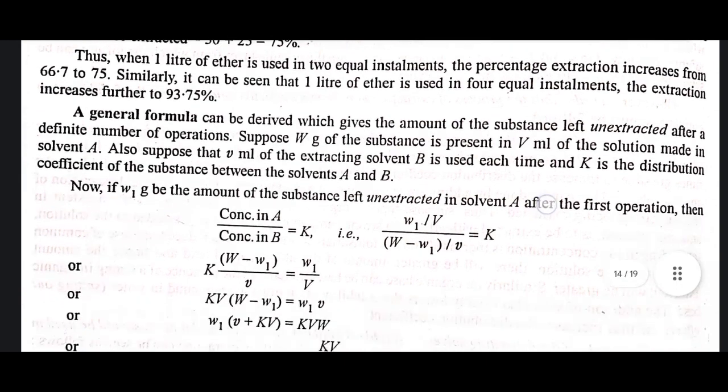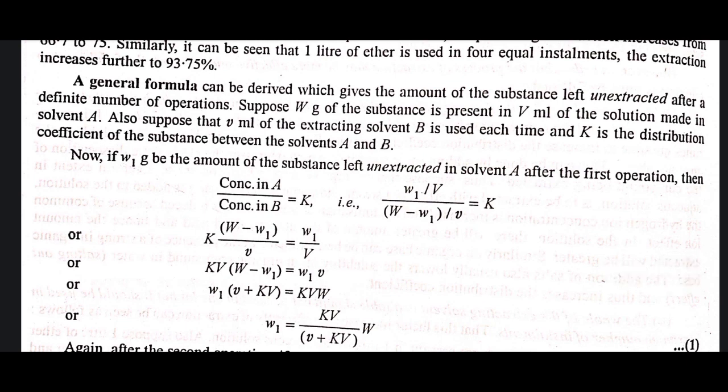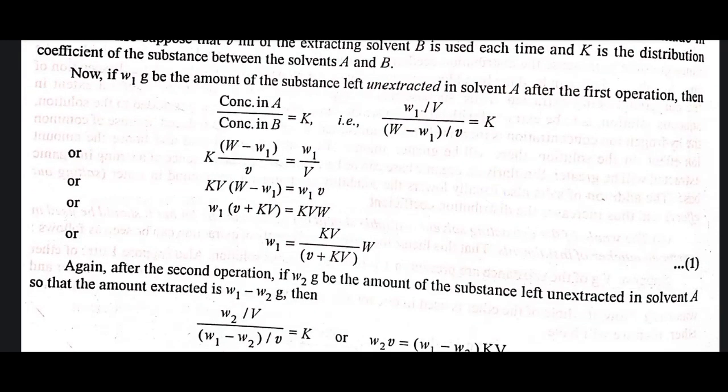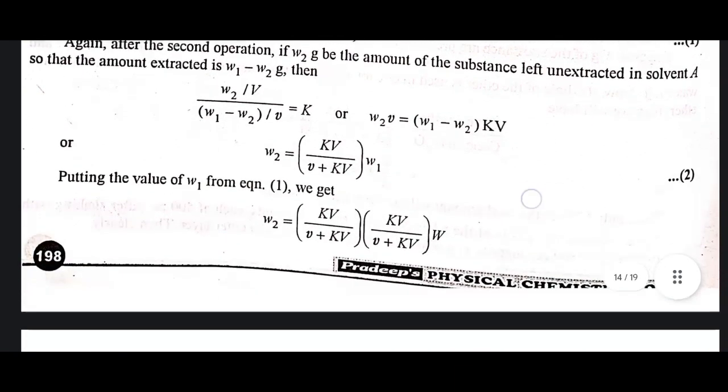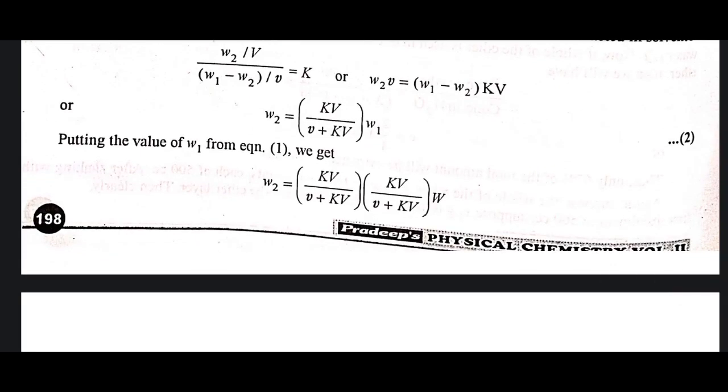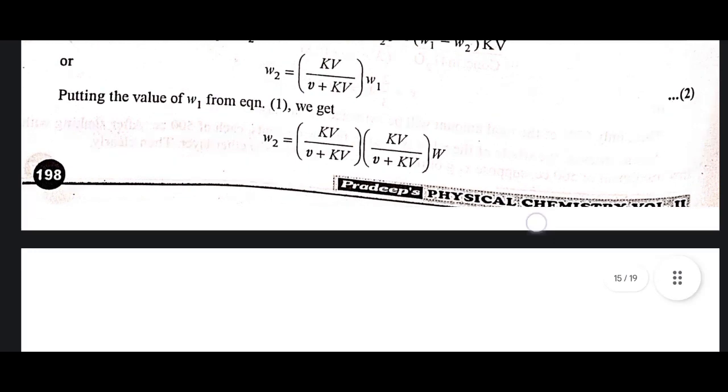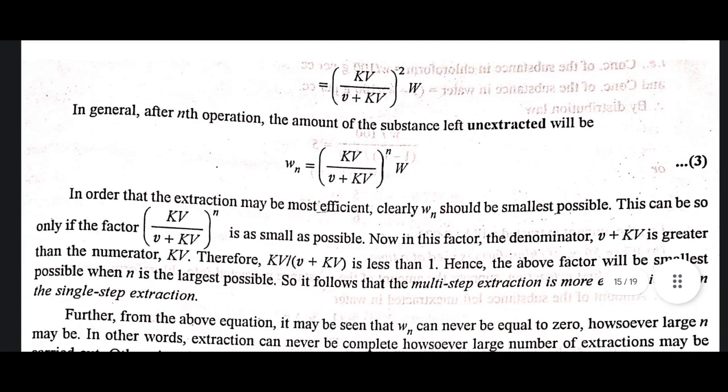Now, if W1 gram be the amount of the substance left unextracted in solvent A after the first operation, then W1 is equal to KV upon (V plus Kv) into W. Again, after the second operation, if W2 gram be the amount of the substance left unextracted in solvent A, so that the amount extracted is W1 minus W2 gram, then W2 is equal to (KV upon V plus Kv) squared into W. In general, after the nth operation, the amount of the substance left unextracted will be Wn is equal to (KV upon V plus Kv) raised to the power n into W. This is equation number 3.